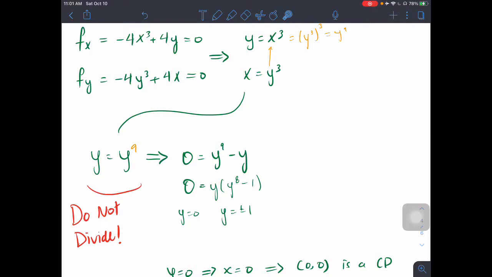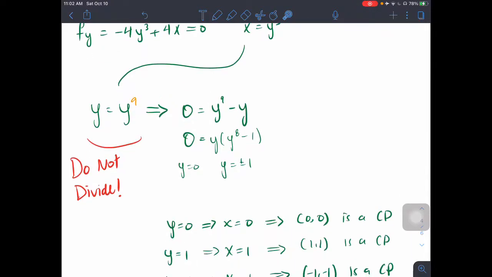So now we have the y values where we're going to have critical points. Since x is equal to y cubed, when y is 0, I get 0 cubed, which is just x equals 0. And so that gives me that y is 0, x has to be 0, and so I have the critical point (0, 0), which would not have been a point I would have found if I had divided by y. Okay, so be careful.